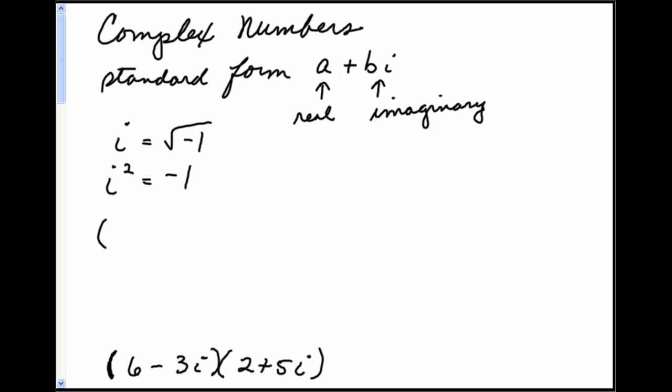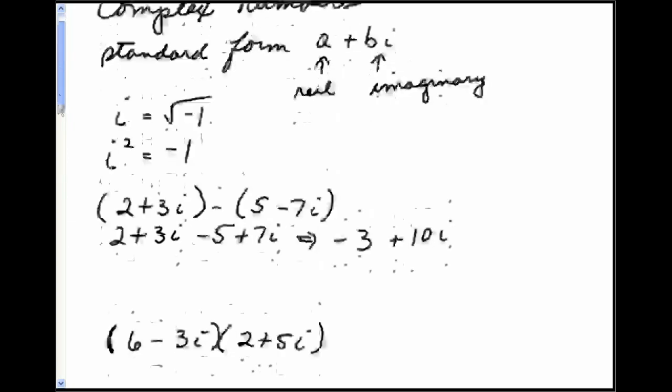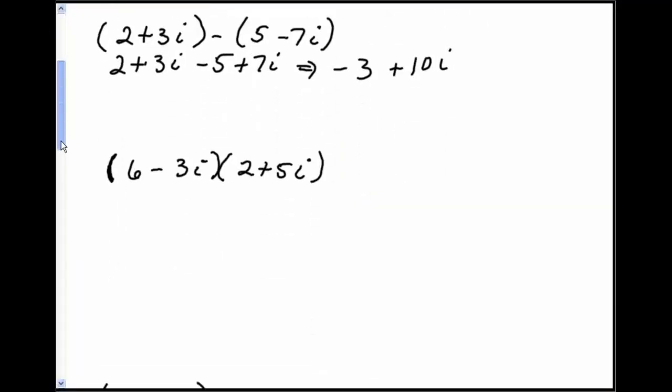So we're going to subtract two complex numbers. We'll have 2 plus 3i minus 5 minus 7i. Rewriting this, we'll have 2 plus 3i minus 5 plus 7i. All you have to do is combine the real number parts and then combine the imaginary parts. So 2 minus 5 is -3, 3i plus 7i is positive 10i. And again, our answer is written in standard form, the real number part first, then the imaginary part.